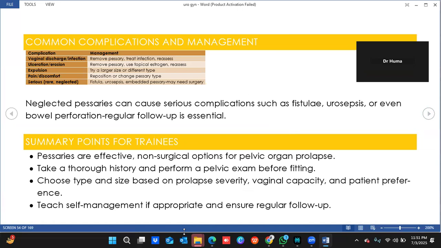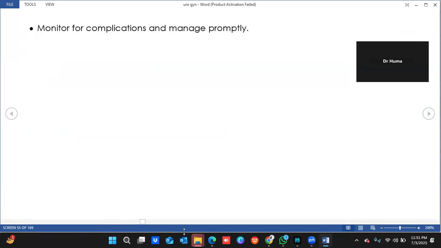So the summary of today's session is that pessaries are an effective non-surgical option for pelvic organ prolapse. Take a thorough history and perform examination. Choose a type and size based on the prolapse severity, vaginal capacity, and patient's own preference. That is the most important point. Teach self management to the patient if it is appropriate, and ensure regular follow up. Thank you so much.